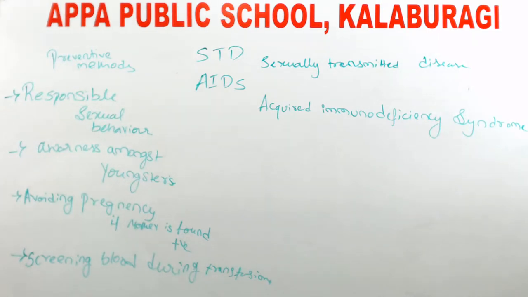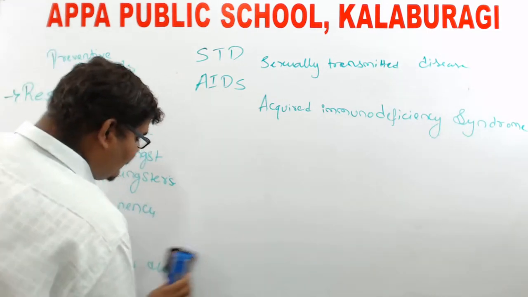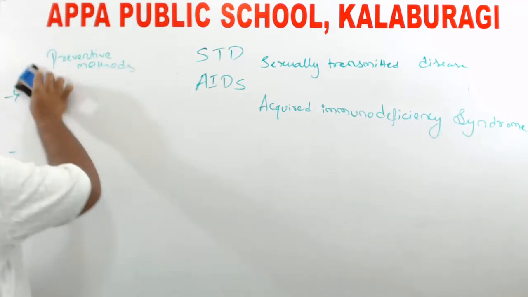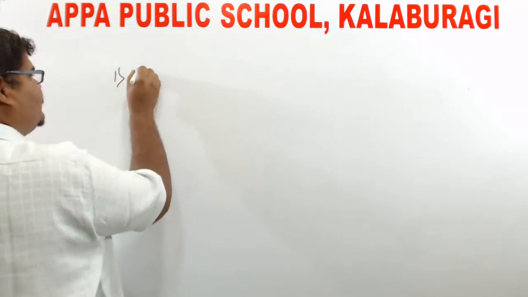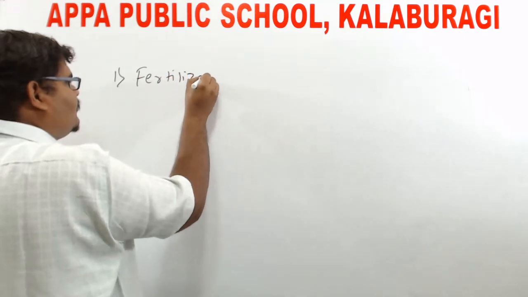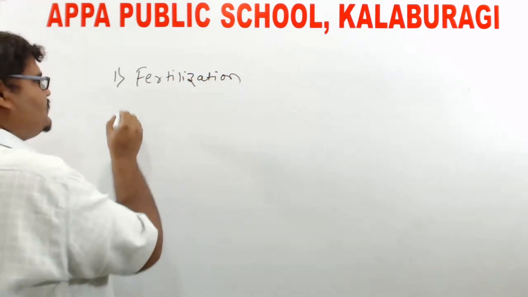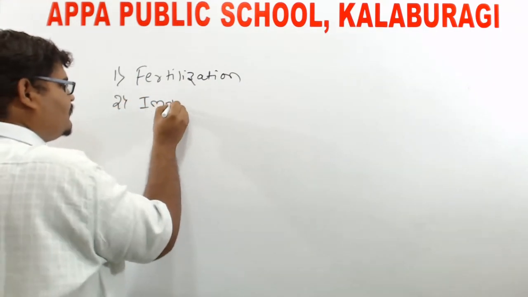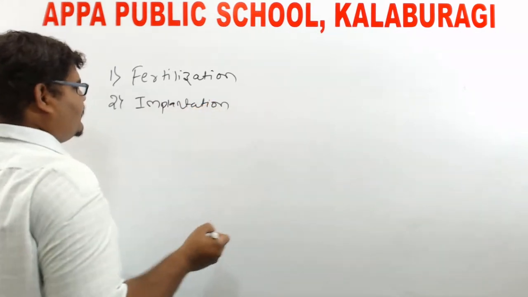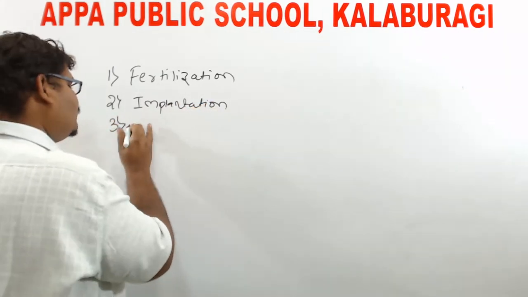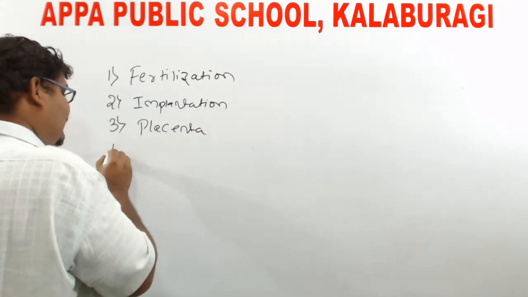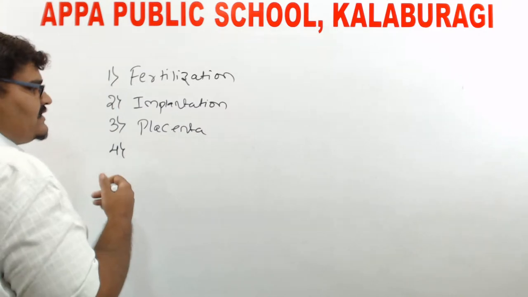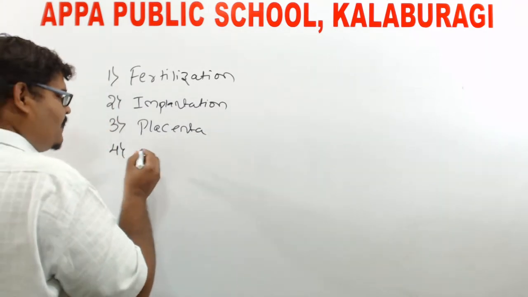In today's class, I'll just make a note of what all things we have studied, then I'll conclude my class. Today we have mainly dealt with fertilization, the various stages of fertilization. Then implantation we have finished. Then the structure of the placenta, that is placenta, umbilical cord and all those things. Then we have also dealt with reproductive health.